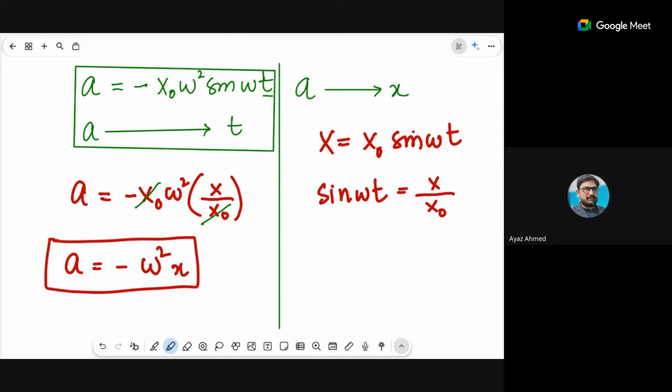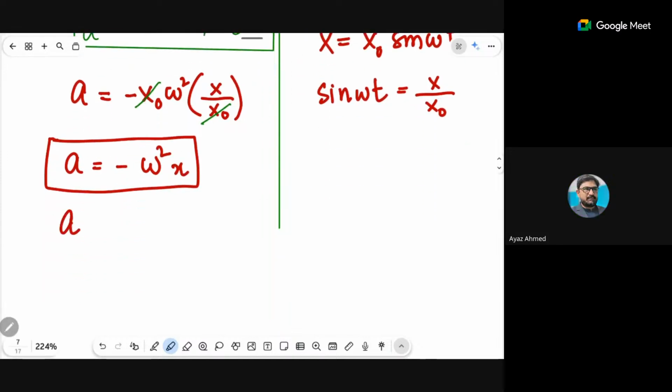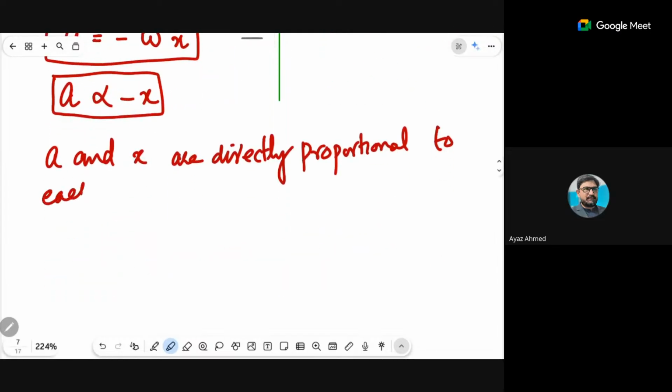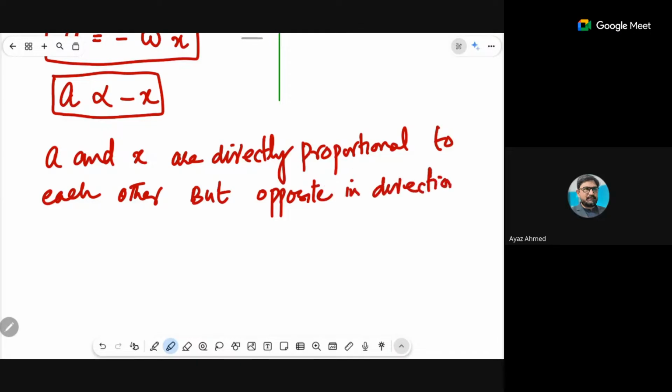So basically, in this equation, what did you notice? That acceleration is directly proportional to the displacement. Acceleration and displacement are directly proportional to each other, but opposite in direction. You got my point? This negative sign shows this. So this is the relation between acceleration and displacement.